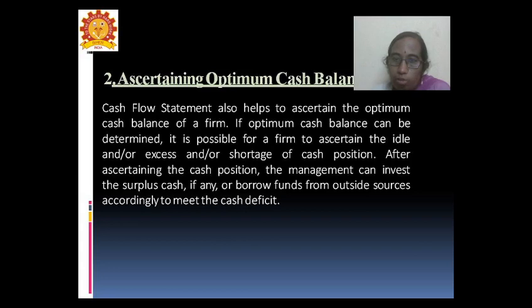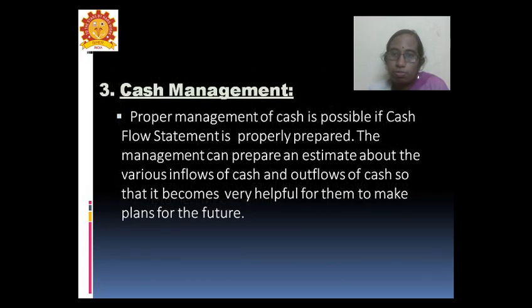When the optimum cash balance is there, they are able to ascertain how much cash is remaining idle, and excess cash or cash shortage can be noted down. After determining this cash position, they are able to manage the cash. So when there are highly idle funds, they are able to make the necessary changes for the business. If they have a shortage, they can look into it. Then the third is going to be the cash management.